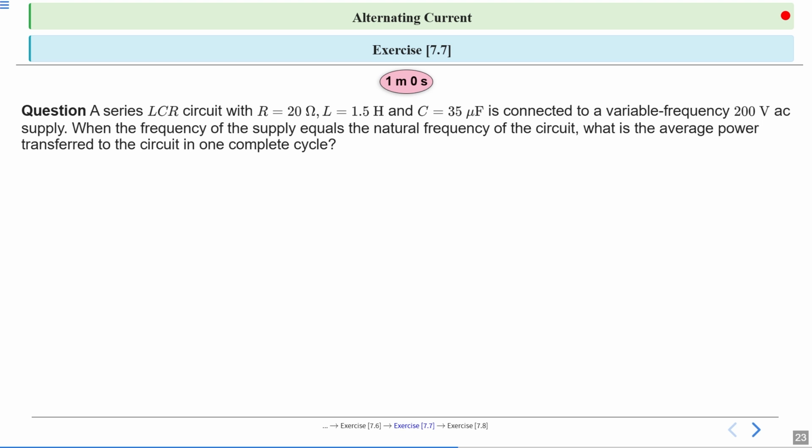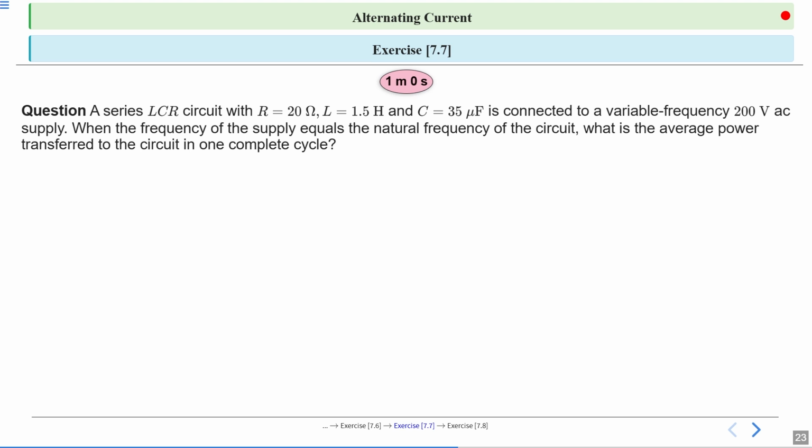So what is meant by variable frequency 200 volt AC supply? Variable frequency means frequency is changing, frequency is not fixed. In the previous question, it was mentioned that 50 hertz, 60 hertz, that means a fixed frequency AC circuit, but this is a variable frequency AC circuit. And 200 volt AC supply means this is the given RMS value of voltage, and all three components, resistor, inductor and capacitor, are connected in the circuit.